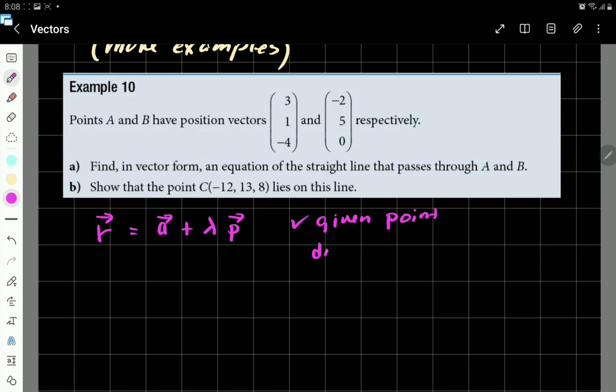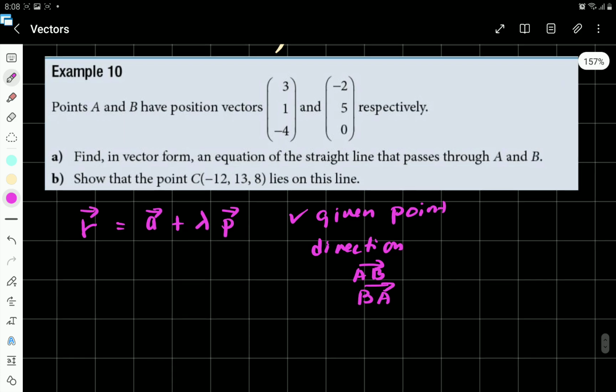Do we know the direction? We do not know the direction yet, but can we find it? Yes, actually we can get two directions. Either you get AB or you take BA. It does not matter, the answer will definitely be the same. So let's use AB. Step one is to find the direction.